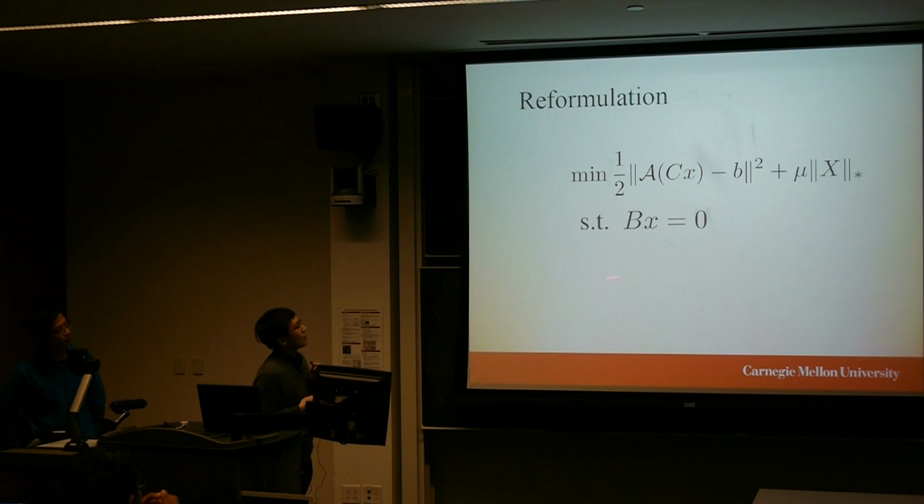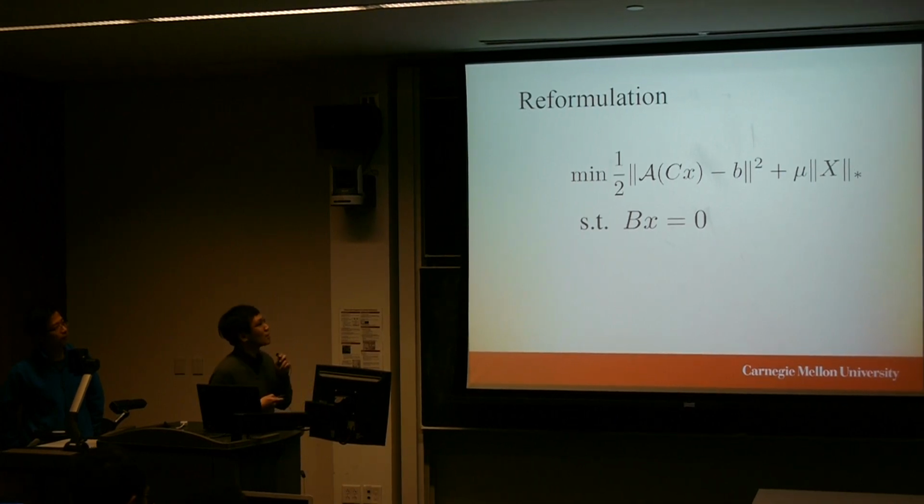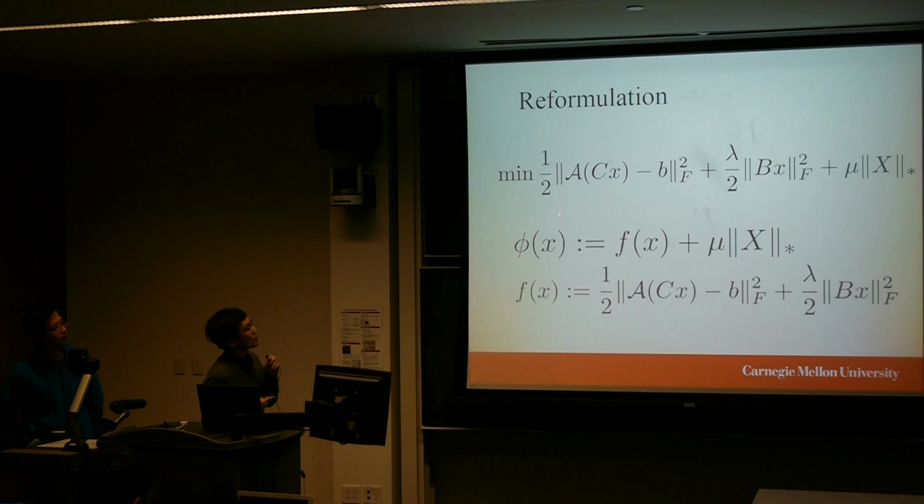However, this is a constraint problem which is still hard to solve. So to make life easier, we put this as a penalty term in our objective function. After we arrange this term, we are minimizing this problem. By rearranging this term, we let the objective be phi(x), and we let the first two terms be f(x).